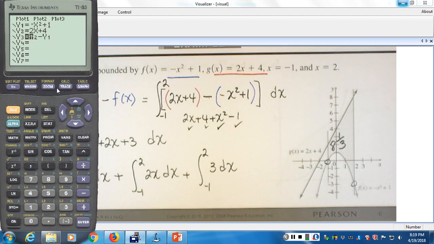So then we're going to go second, trace, choose number 7. And the lower limit here was -1. And the upper limit is 2. And so the total area that's equivalent is 15.